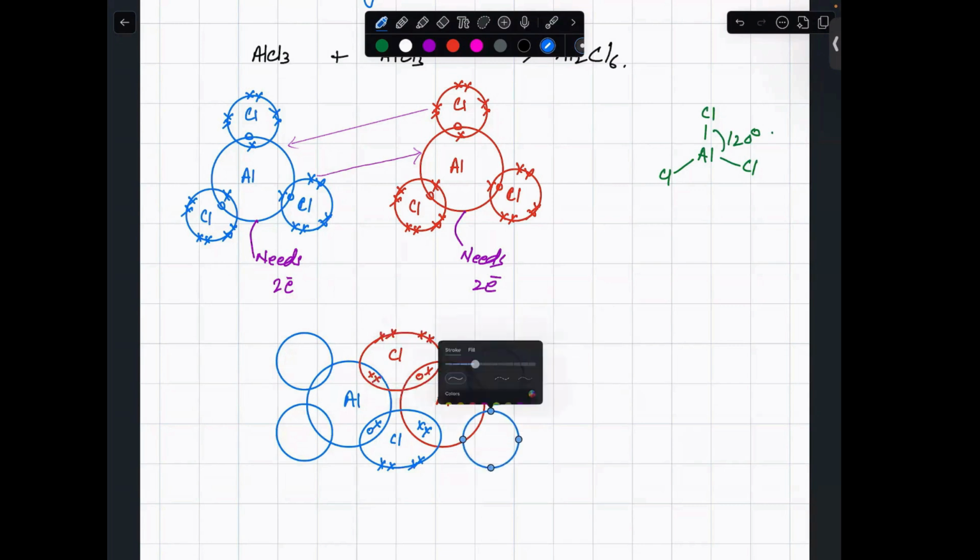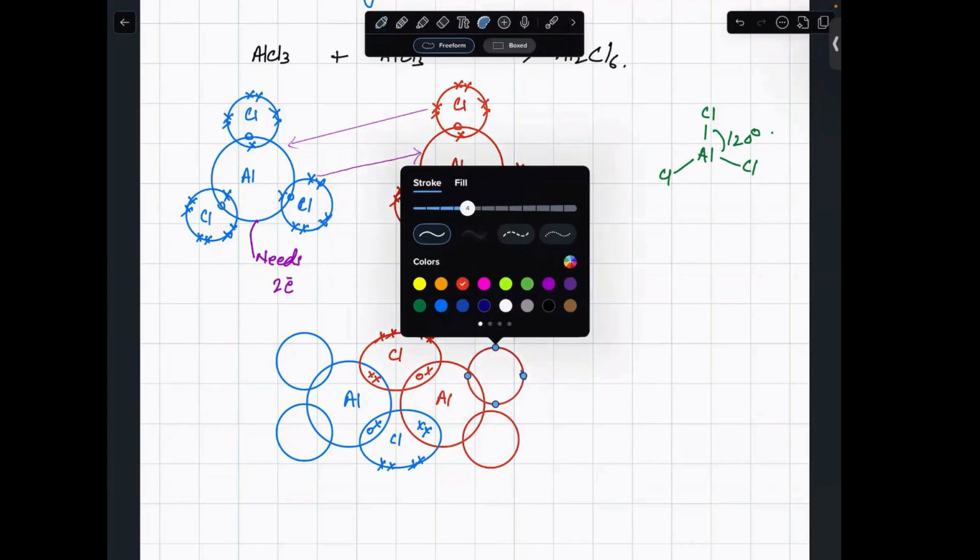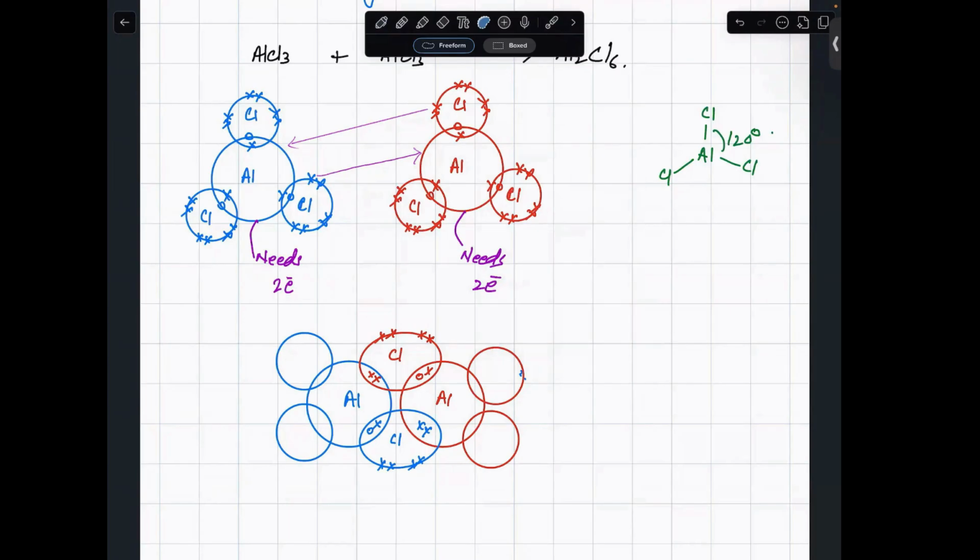Oh, I have to change the color, red. Yes, this one too. This one too, wait. Red. So what you are supposed to do? You have to draw all the dot and cross, the 8, and this is such a boring thing to make all the electrons of the chlorine. It's so huge. One, two, three, four, five, six.